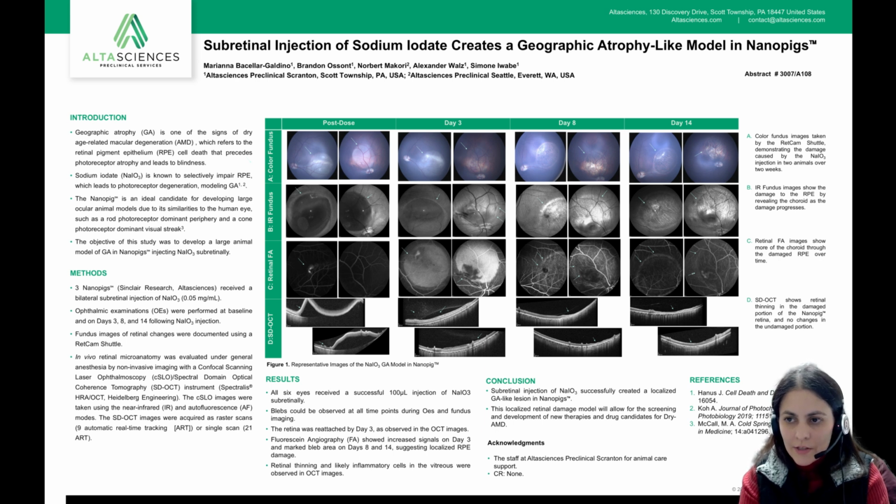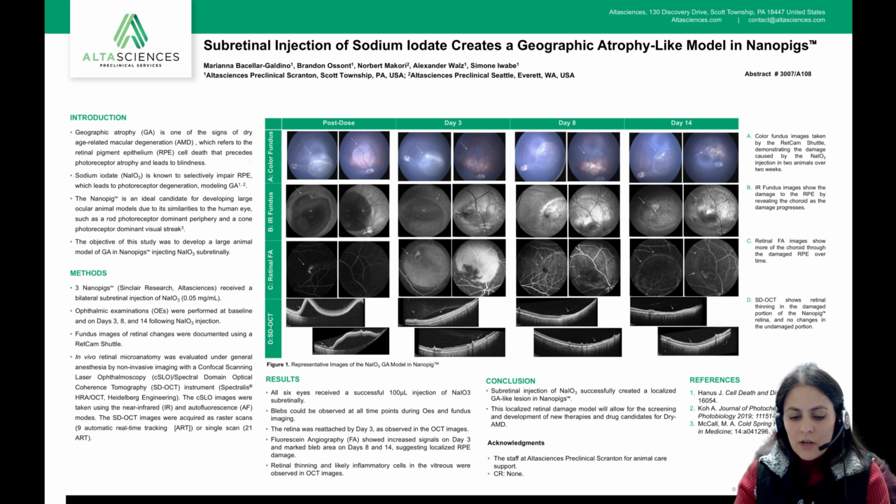The nanopig is an ideal candidate for developing a large ocular animal model, in this case, because of the similarities that the retina has to the human eye, such as a photoreceptor-dominant periphery and a cone photoreceptor-dominant visual streak. So the objective of this study was to create and develop this animal model using nanopigs and injecting the sodium iodide subretinally to have a standardized damage in the back of the eye.